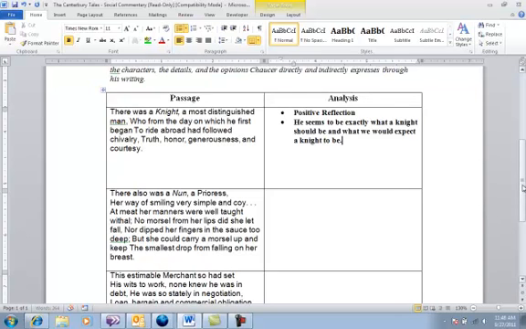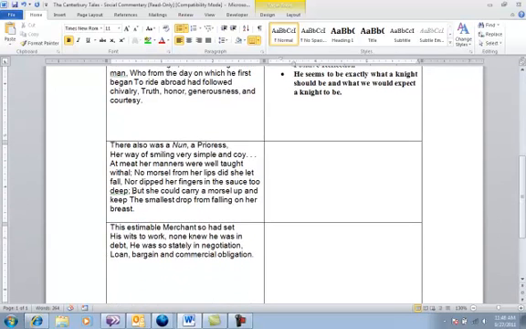Again, take a moment to read what Chaucer says about the nun. This is only a small excerpt again. There also was a nun, a prioress. Prioress is just another name for a nun. Her way of smiling very simple and coy. At meat her manners were well taught withal. No morsel from her lips did she let fall, nor dipped her fingers in the sauce too deep, but she could carry a morsel up and keep the smallest drop from falling on her breast. So, first of all, what do we think? Is this going to be positive or negative?